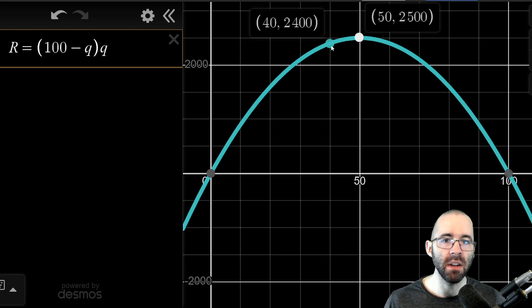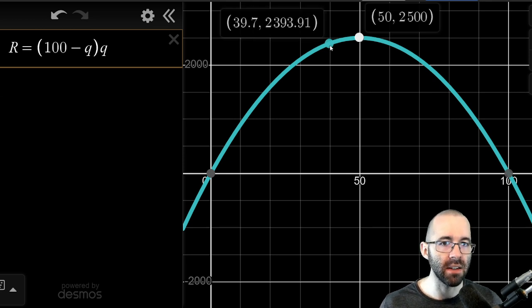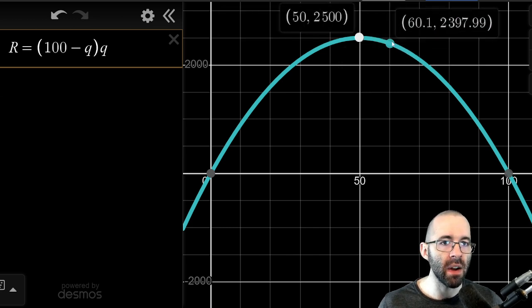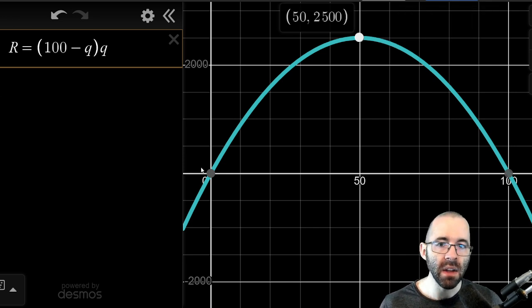So at 40, the marginal revenue is positive. The slope of the revenue function was positive. We wanted to increase production. At 60, the marginal revenue was negative. The slope of this function was negative. We wanted to decrease production.